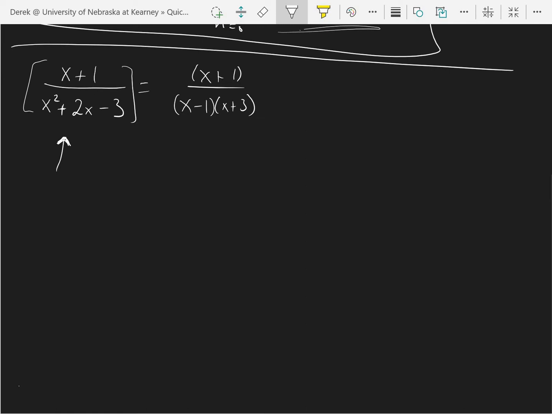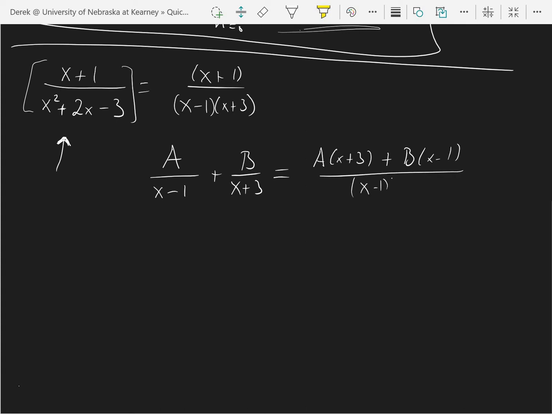So partial fraction decomposition, I've got two linear factors in the denominator. I'll be able to write this fraction as a over x minus 1 plus b over x plus 3. And so this is equal to a times x plus 3 plus b times x minus 1 all over x minus 1 times x plus 3. I want my numerator to equal x plus 1 no matter what x is, so I've got x plus 1 should equal ax plus 3a plus bx minus b.